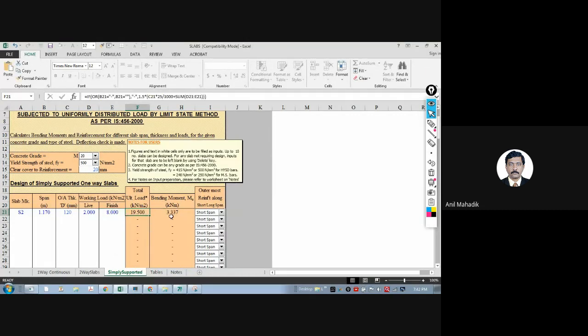Now see, it is calculating the bending moment automatically. So total load is 19.5. So bending moment is 3.37. Automatically it is calculating, and it is asking where you want to put the reinforcement. So outermost reinforcement along which span? Definitely main steel is always along the short span. So we will click here as short span.